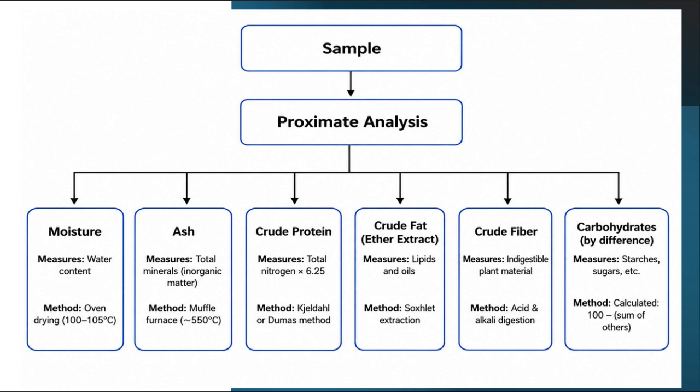Third, crude protein. This is a calculated value. We measure the total nitrogen in the sample using the Kjeldahl or Dumas method, then multiply by 6.25. Why 6.25? Because proteins are roughly 16% nitrogen on average. It's called crude because it assumes all nitrogen comes from protein, which isn't always true.